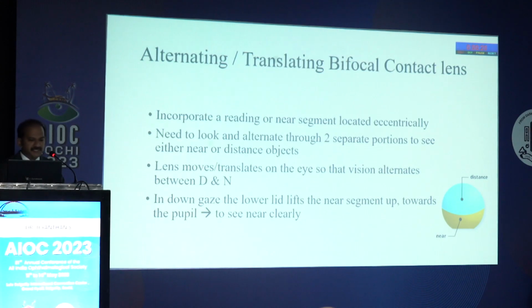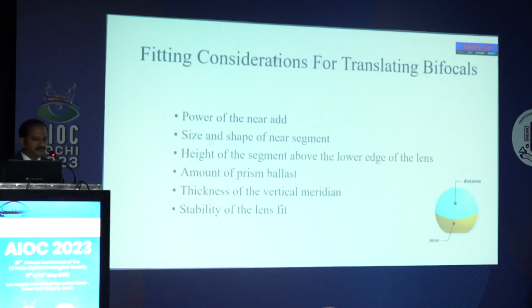Alternating, as I said, is a bifocal pattern, so it incorporates a reading or near segment located eccentrically, that is inferior. It can even be added superiorly also. You need to look and alternate through the two separate portions to see either the near or the distance. It's not simultaneous, that's why it's called alternating. You can see either the near or the distance. The lens translates on the eye so that the vision alternates between distance and near. In down gaze, the lower lid will lift the near segment up towards the pupil to see clearly.